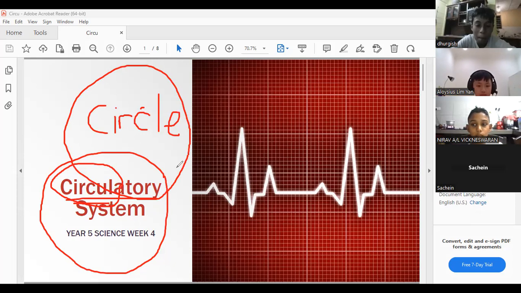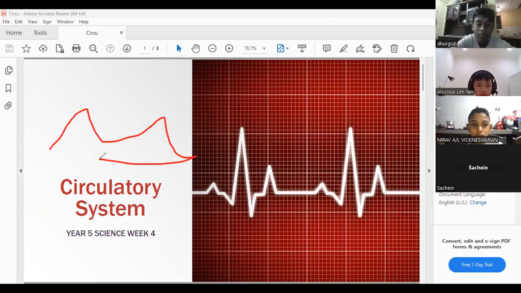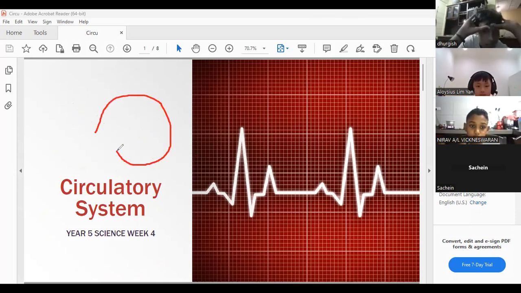Would you agree with me? Yes, like it's completed. If I were to draw something like this, it's not complete. Am I right? But the circle always is completed. If I draw like this, can we call it a circle? No. Looks like a giraffe. Circle is something that is really complete.